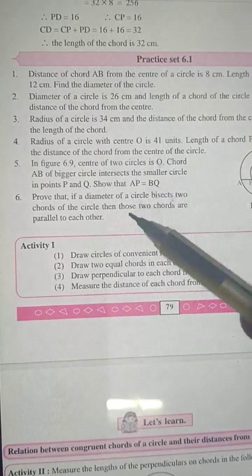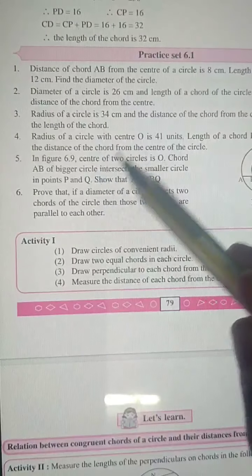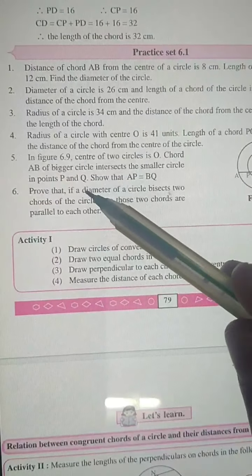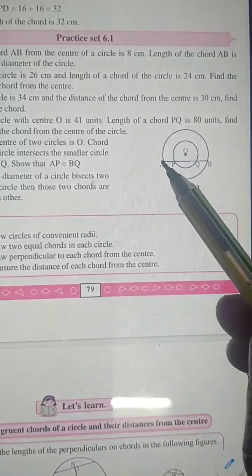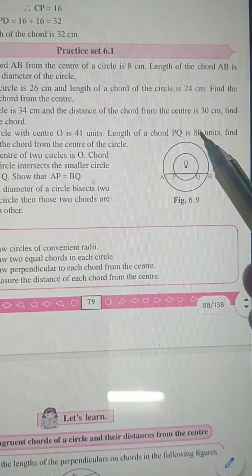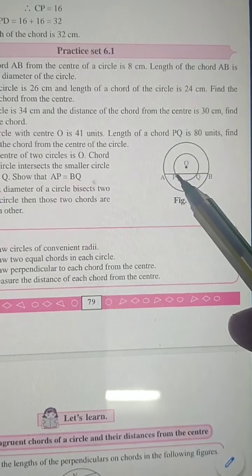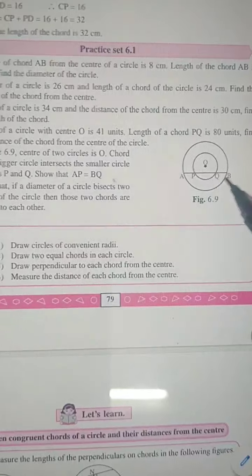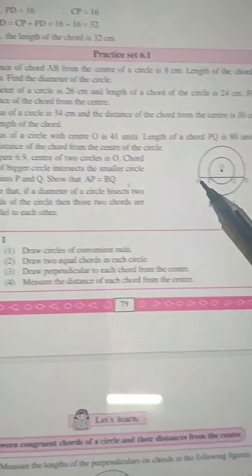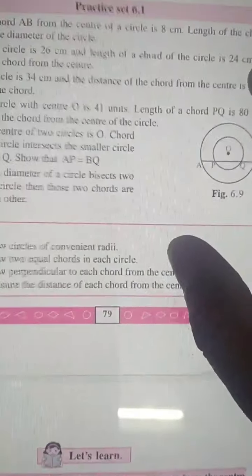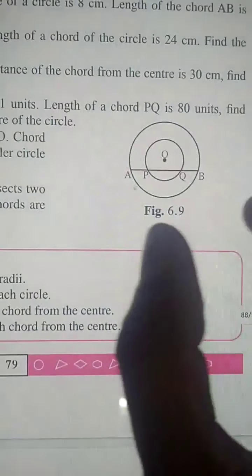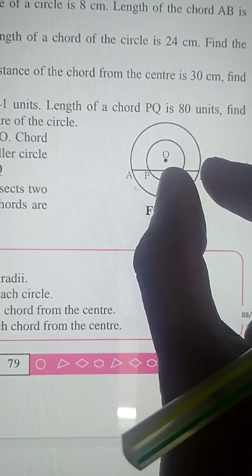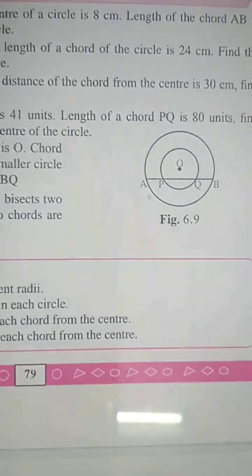Now here we have two circles. Chord AB of the bigger circle intersects the smaller circle in points P and Q. Chord AB of the bigger circle intersects the smaller circle, whose chord is PQ. Now show that AP is equal to BQ. So they are asking us to prove that this part AP is equal to BQ. So let us try to prove this.